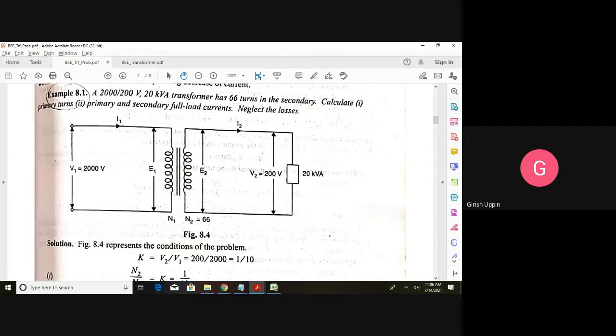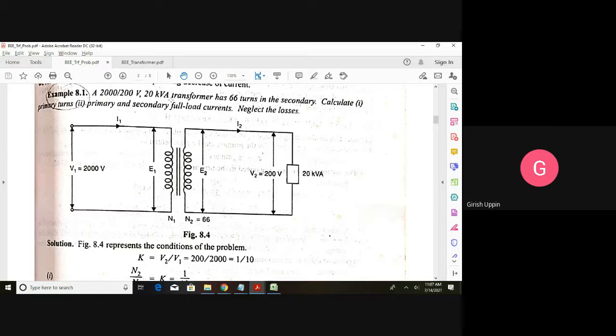Whenever the transformer rating is given, it will be given like this: 2000/200 volt. What is the meaning of this? The first voltage that is specified is always the primary voltage, and the second voltage that is specified is the secondary voltage. So for this particular transformer, the primary voltage is 2000 volts and the secondary voltage is 200 volts. And when they specify this, it is nothing but the RMS value of the primary terminal voltage and the RMS value of the secondary terminal voltage. That means this is capital V1, and this is capital V2, comma 20 kVA.